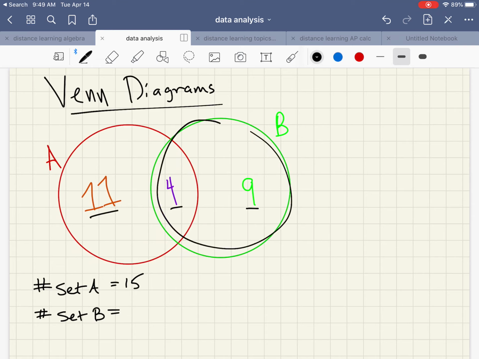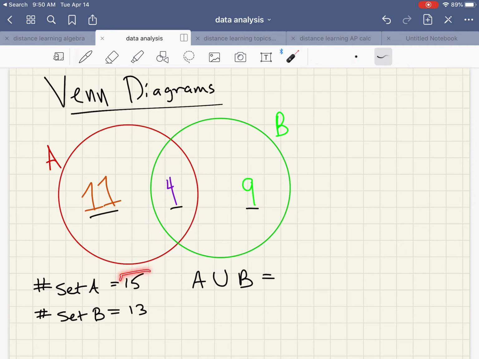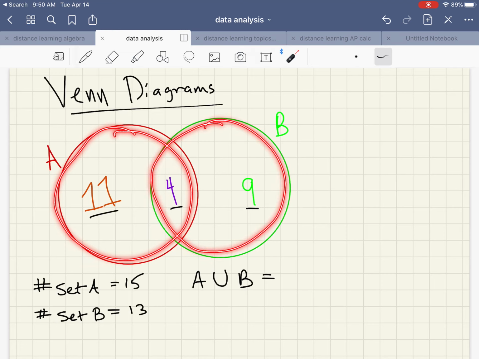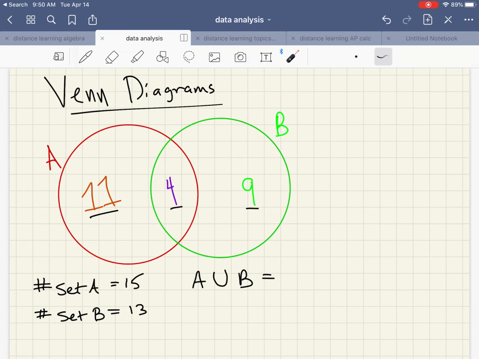And set B, we're looking at all of those. So it'd be 9 and 4. 9 and 4 is 13. Let's talk about the union of A and B. So A union B would be anything in A and anything in B. So you'd think, oh, that should be 28, right? Because there's 15 in A and there's 13 in B, but there are these 4 that are overlapping. So when I add the 15 and I add the 13, I'm actually adding that 4 twice.